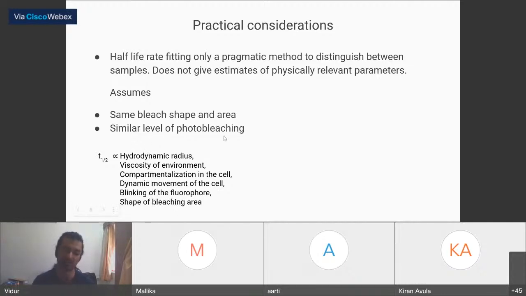And for these two, what you have to do is have the same bleach shape in all of your movies as well as the area. So if you go with the circle, you have to maintain a circle with the same radius every time. And if you go with a square, it should be a square with the same dimensions every time. And the second thing to prevent blinking of a fluorophore is to have similar levels of photo bleaching. So if you're photo bleaching it to, let's say, 80%, you should make sure both wild type and mutant are bleached to 80% of the initial values.